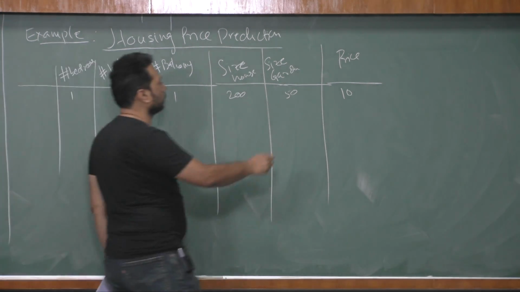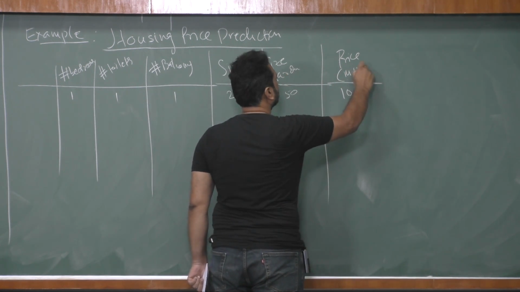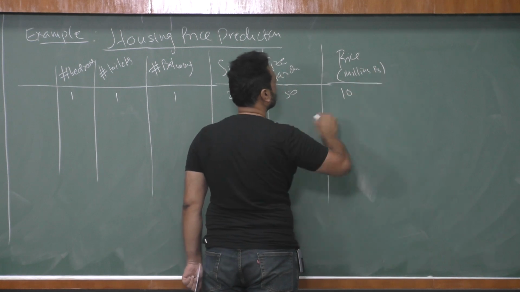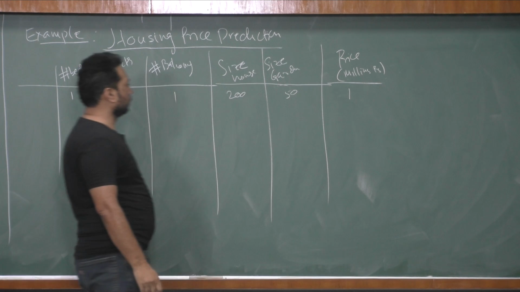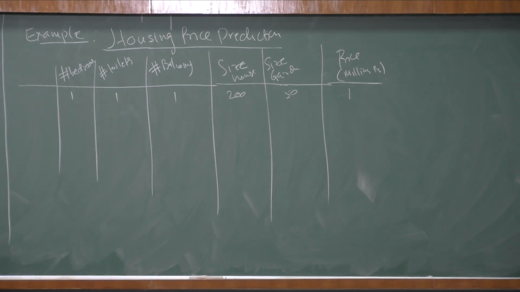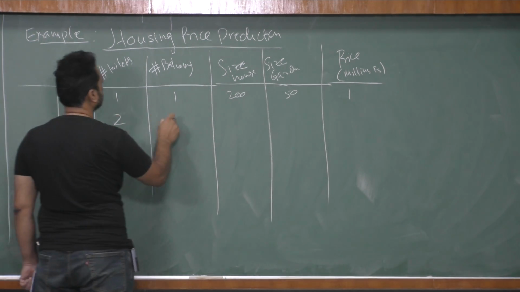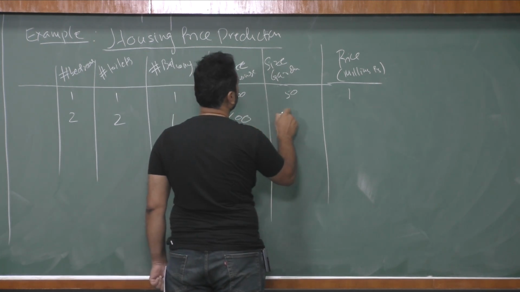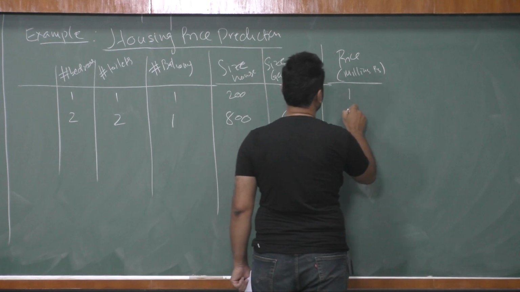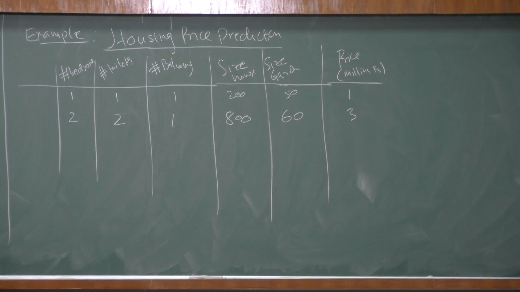So prices, we can put this in, let us say, million rupees. So this is, let us say, 1 million. We can have features again for the different houses. So this is for the first house. Then the second house could have features like 2 toilets, 1 balcony, size is let us say 800 meter square, balcony size is 60, and this is let us say 3 million rupees. So this way we can have features.